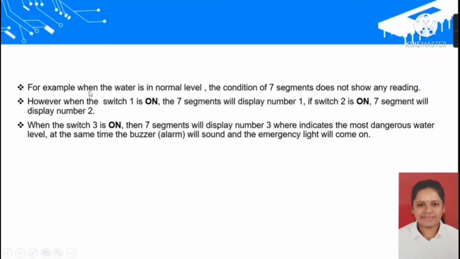Okay, for example, when the water is at a normal level, the 7 segments do not show any reading. However, when switch 1 is on, the 7 segments will display number 1. If switch 2 is on, the 7 segments will display number 2. When switch 3 is on, then the 7 segments will display number 3, which indicates the most dangerous water level. At the same time, the buzzer alarm will sound and the emergency light will come on.